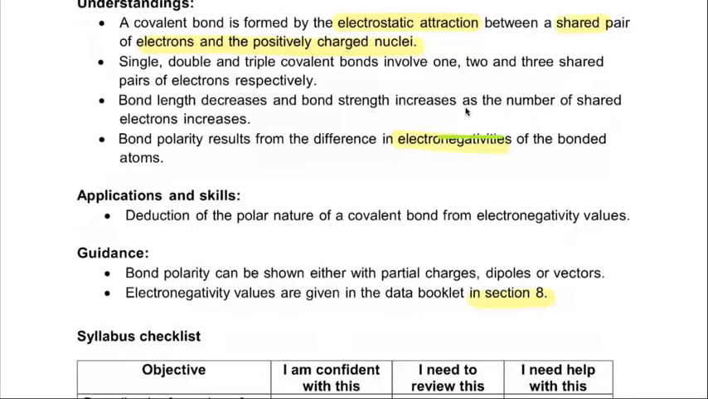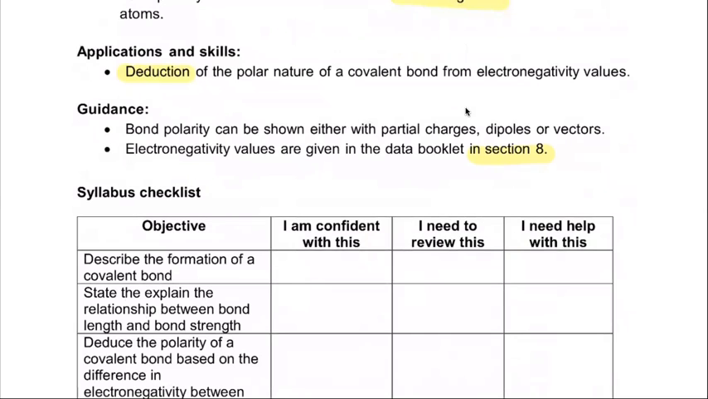And then we also need to be able to figure out on our applications and skills here to deduce the polar nature. So is a bond polar or is it non-polar? Okay. And then when we're talking about bond polarity, we're going to talk about how we represent that, because if we know that a bond is polar, we need to be able to indicate which side has the partial negative charge and which side has the partial positive charge. Because that's what polarity means, it means that your electrons are not being shared equally. So one side of the bond is going to have a partially negative charge because the electrons are going to be closer to it.